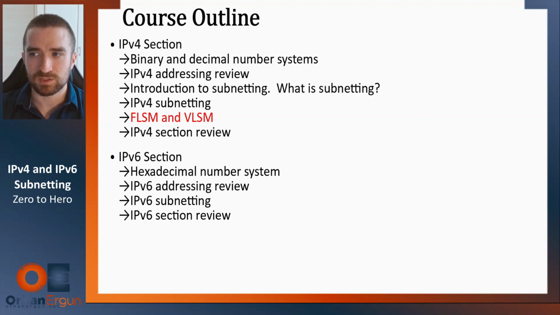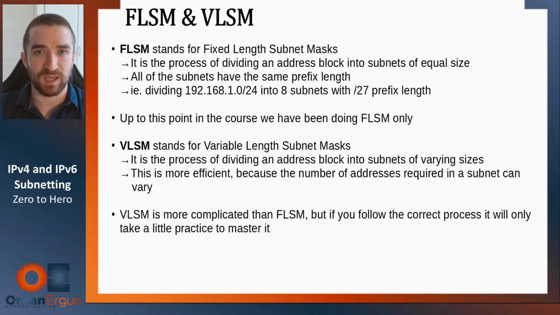Now let me explain those two terms, FLSM and VLSM. FLSM stands for Fixed Length Subnet Masks. It is the process of dividing an address block into subnets of equal size, and therefore all of the subnets have the same prefix length. Thus the title, Fixed Length Subnet Masks.